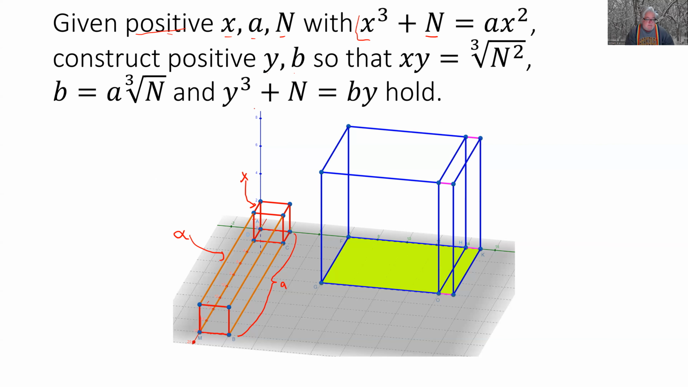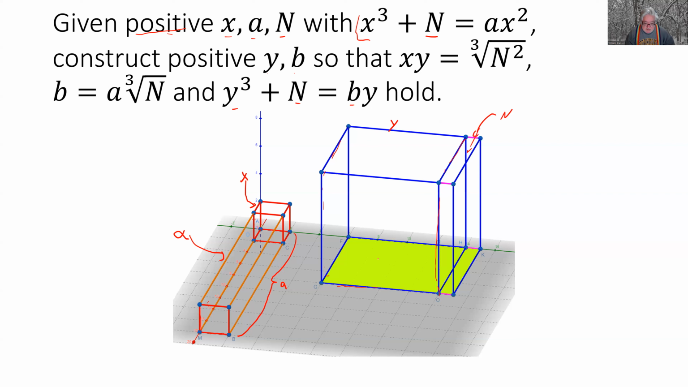This is the y cubed plus n equals by. That's going to be the purple and blue. Here we'll have y is these blue bars. And so this chunk here, if this is a vertical, that's my y cubed. And then we want this chunk at the end, this volume here, to be the volume n as well.